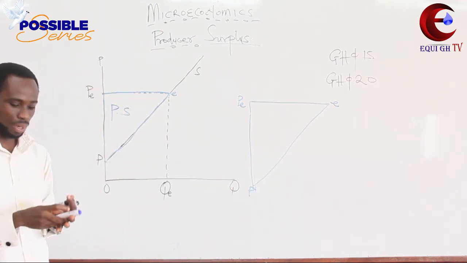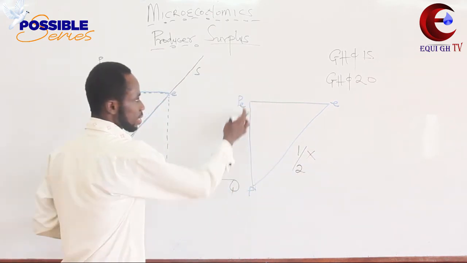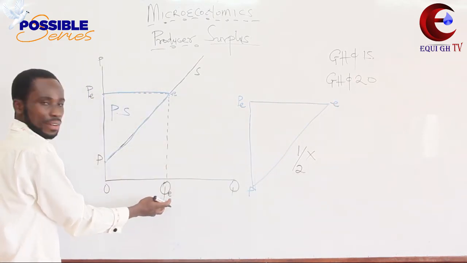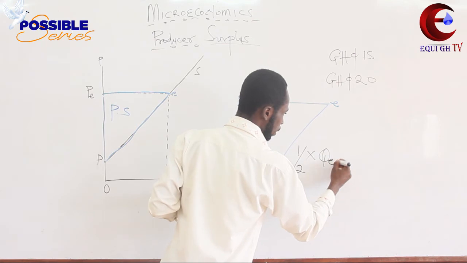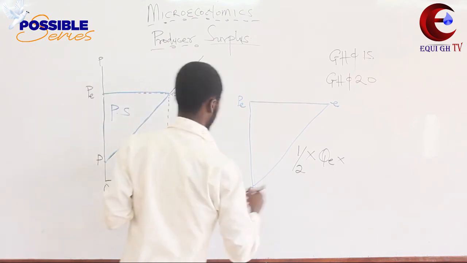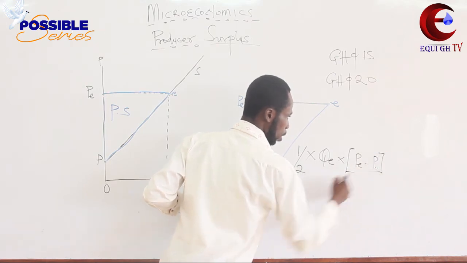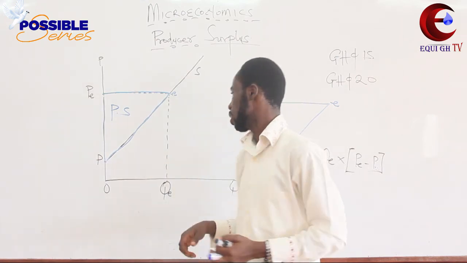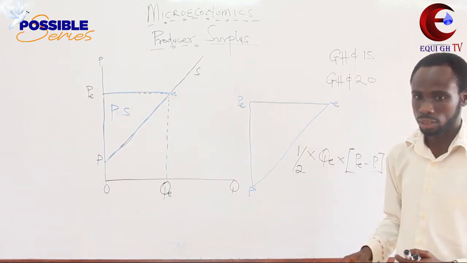Once it is like this, we can still use the same formula, which is half times the base. The base is this one, and when you trace it down here, it is the equilibrium quantity. So half times the equilibrium quantity times the height, which is the price difference, PE minus P. That is the formula for producer surplus. I hope it makes sense. Whenever you see a question, you are going to use this formula to calculate it.